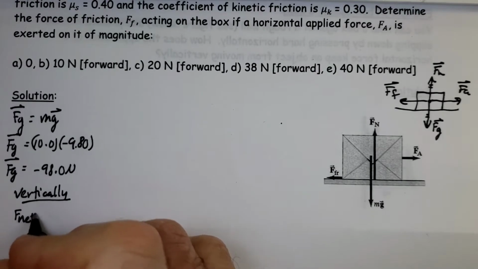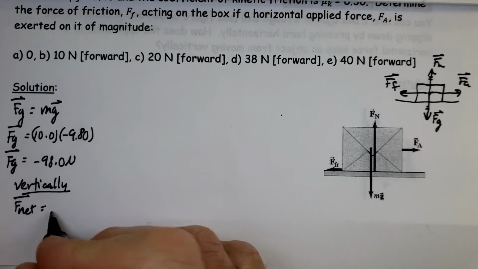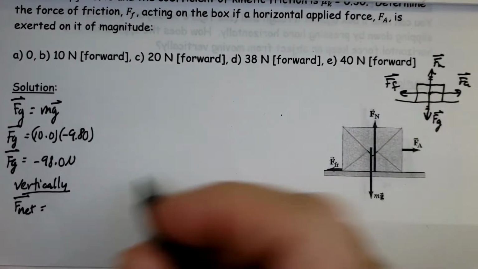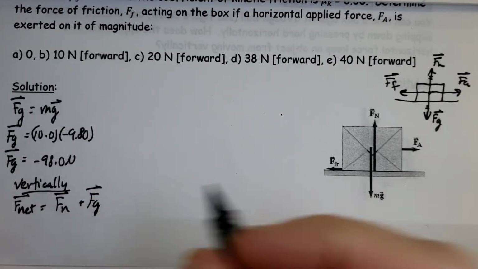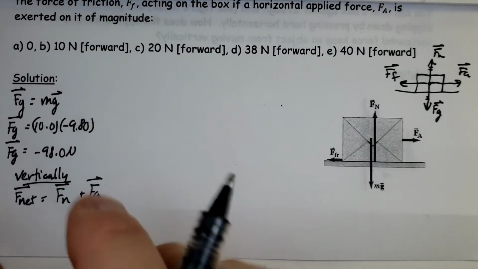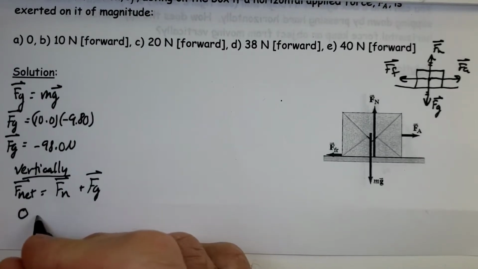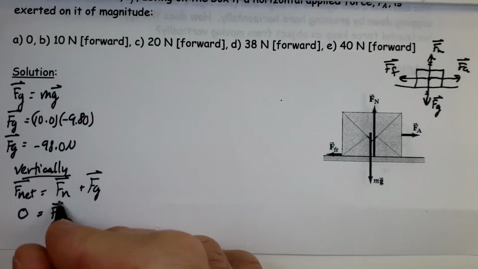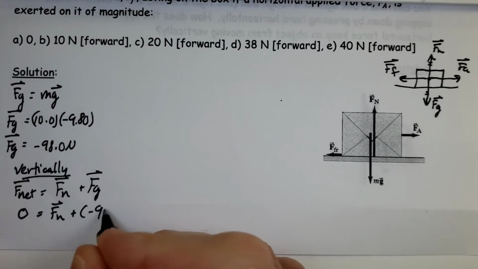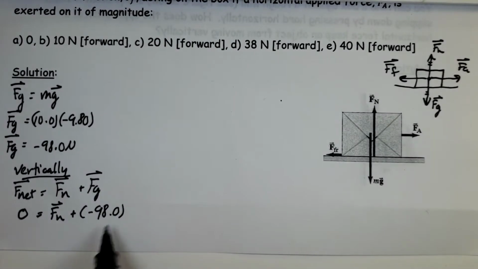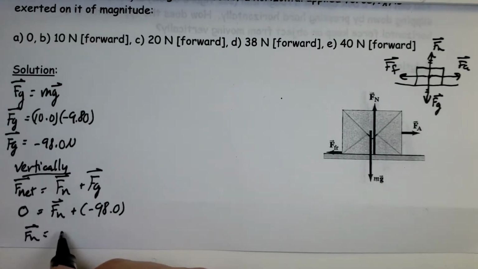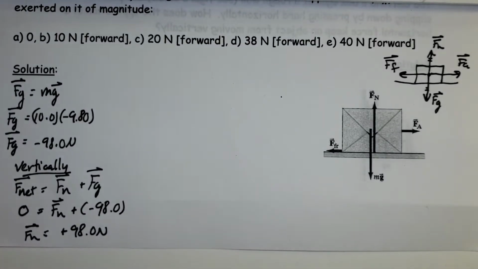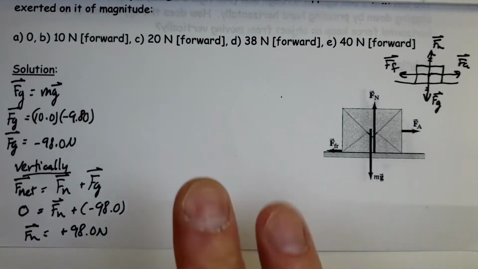And of course, if we analyze this situation vertically, the total net force vertically, the only thing we have operating vertically is Fn and Fg. And of course, vertically, the object isn't going to accelerate upwards or downwards, so the net force is going to be 0. So of course, when solving for Fn, plus 98 plus 98, Fn is equal to plus 98 newtons. Okay, so that's kind of the preamble that we're going to look at here.